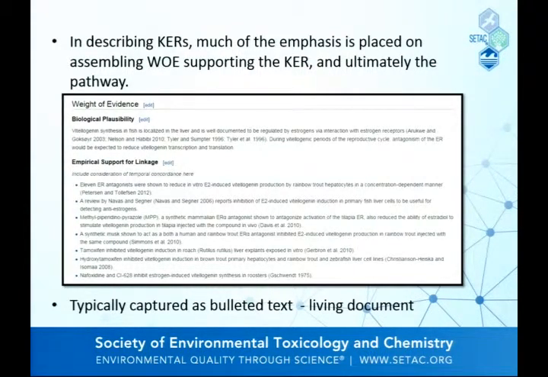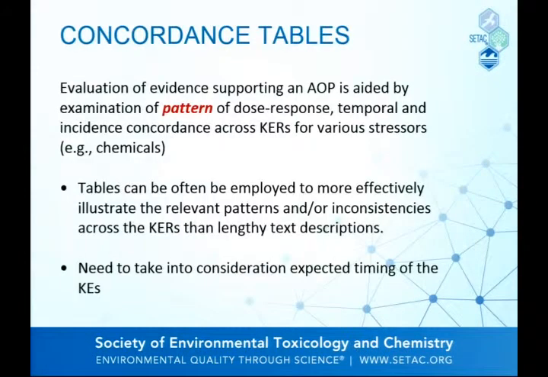So now when you try to assemble that for the whole AOP, you've got maybe 8 key events. So you've got something like 7 key event relationships? Or is it 9? I don't know. Anyway, 7 or 9 key event relationships. And you're trying to compare across all those to assess dose response and temporal concordance. Now, doing that from a set of bullet points, flipping back and forth between different key event relationship pages, is not so simple to do. What we're really interested in here is evaluating the pattern of response in terms of dose response and temporal concordance across those different key events.